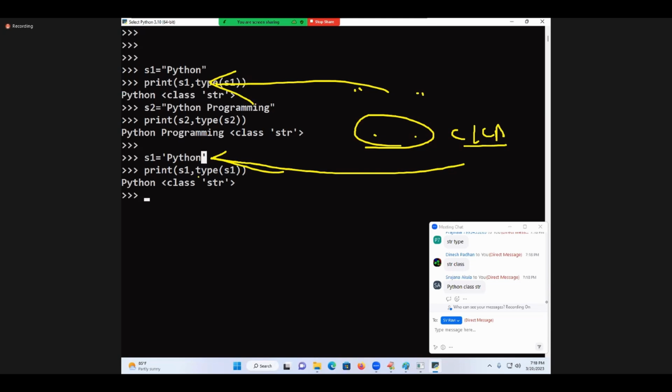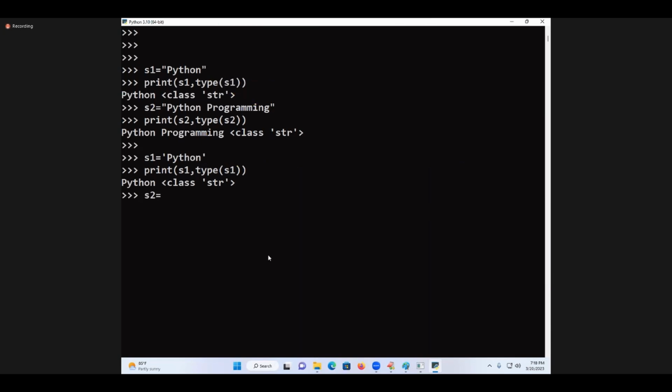Understand? Right. Next, s2 is equal to single quote, Java programming language, single quote. Starting with a single quote and ending with double quotes is not good. Whatever you start with, end with the same thing only. Right? Take care, students. So, s2 comma type of s2. s2 is called what? str. Are you getting my point? Yes. Which quotes? Single quotes.